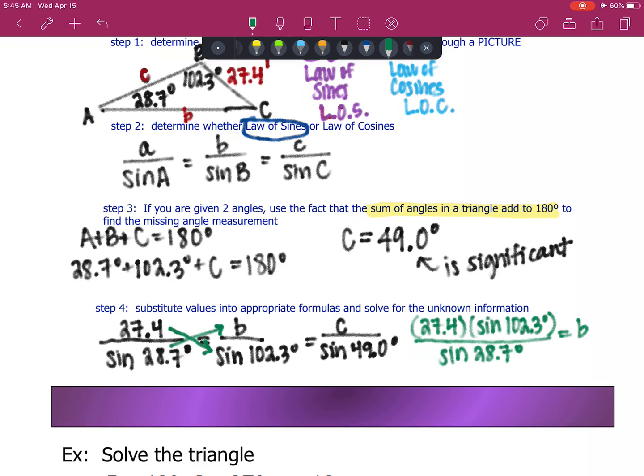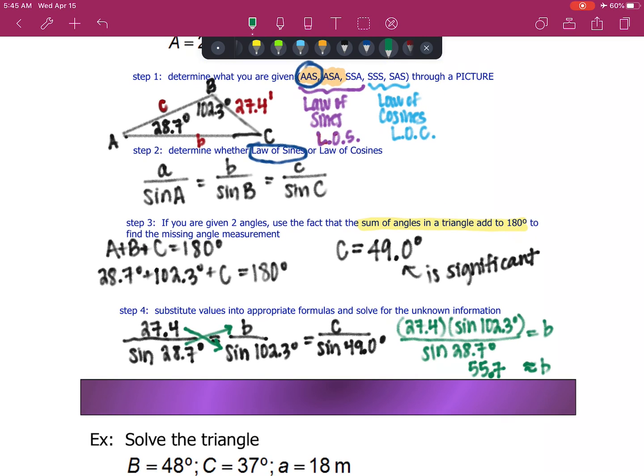27.4 times the sine of 102.3 degrees divided by the sine of 28.7 degrees. You're in degree mode in your calculator so that you can get B equals approximately 55.7. We're only going to round to the nearest tenth here, because that's what they gave us in the problem. They gave us side lengths to the nearest tenth. So that's what's significant: the nearest tenth for the side length. So 55.7 feet.